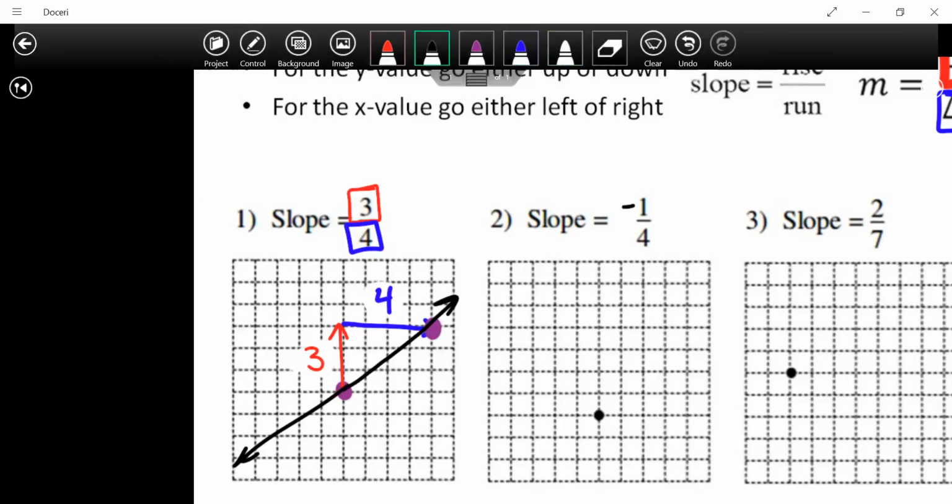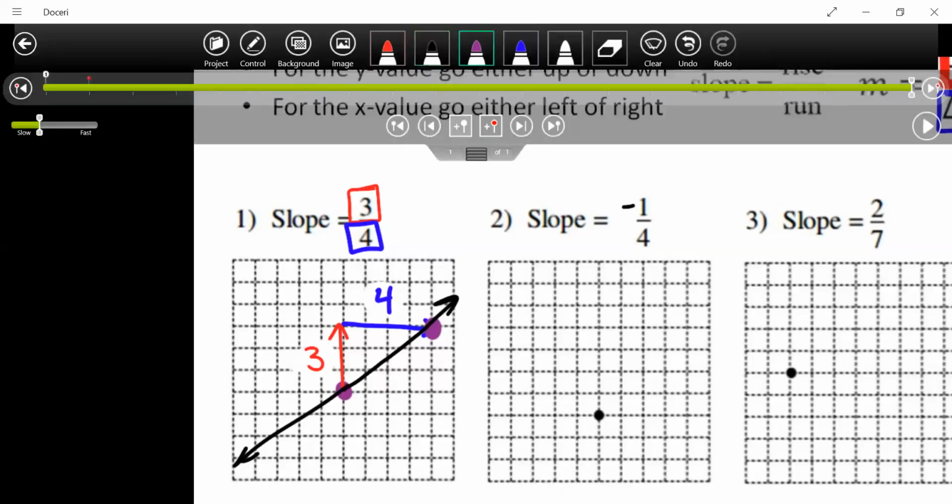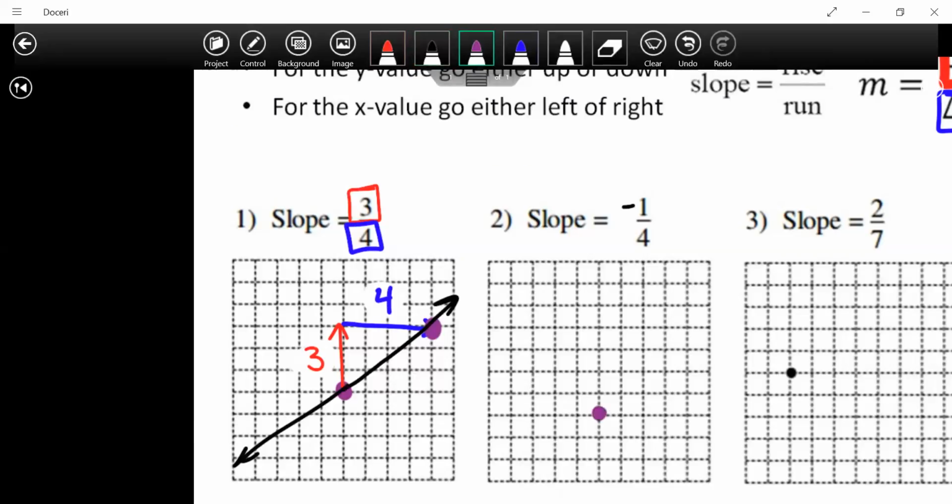Okay. Find your point. This time, are we going up or down? Down. Going down, -1. Then we're going to go to the right or left. Is it +4 or -4? +4. So we're going to the right by 4.